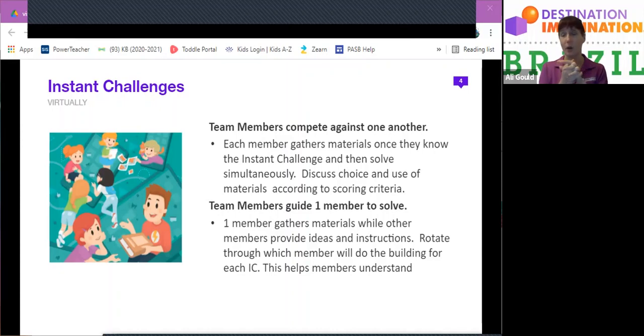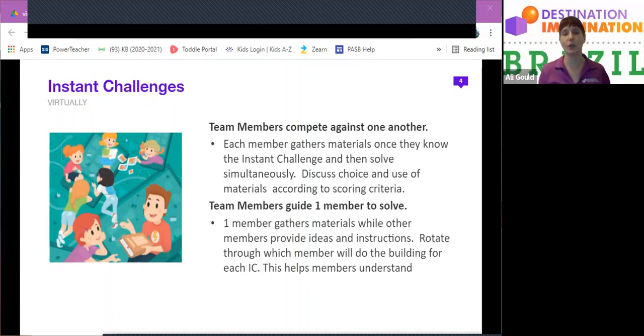Actually, I saw it work really well with one of our teams last year that went to global finals. One team member has all the materials, and the other team members all gather in Zoom and talk about how to solve it and share ideas, and then they will build. One of them will build, and then the next week another one builds, and then the next week another one builds. And it's a nice way for them to cycle through those different roles that we talked about.